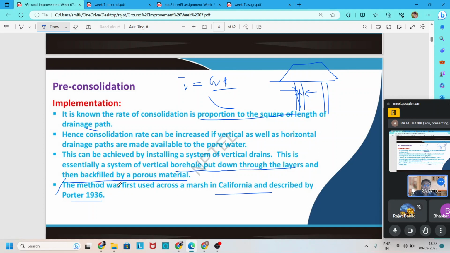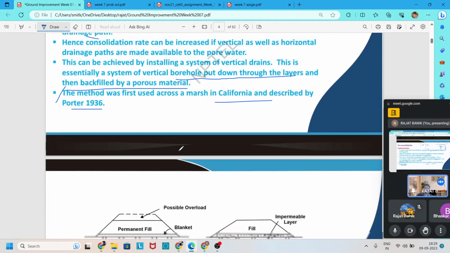So for a very long period, this method is used to improve the ground for cohesive soil, because we know that cohesive soil is very soft. Cohesive soil is very difficult to handle. It is very soft. It cannot resist any loads on it. So to improve this soil, we maximum use this technique, which is pre-consolidation.